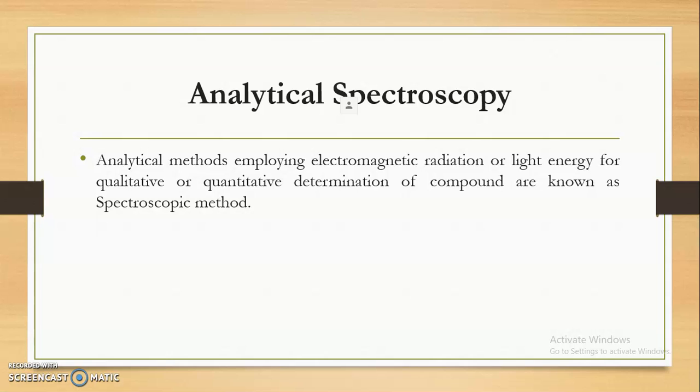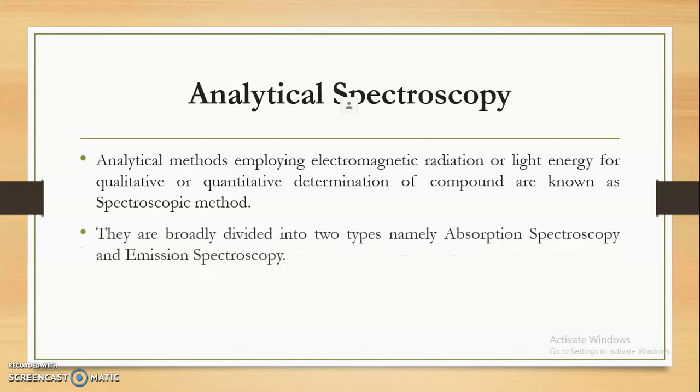Now what is the meaning of electromagnetic radiation? You have heard about ultraviolet rays, visible rays, and infrared, that is IR rays. All these radiations are nothing but electromagnetic radiation, and the different interactions of different matter with these electromagnetic radiations is the use of spectroscopy.